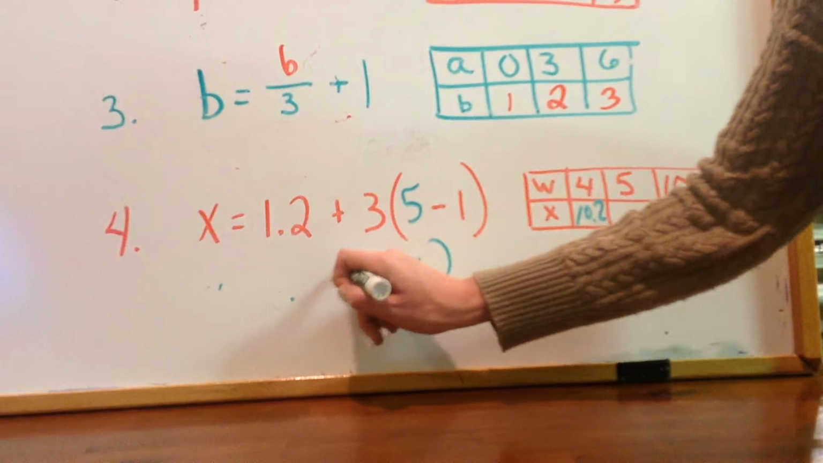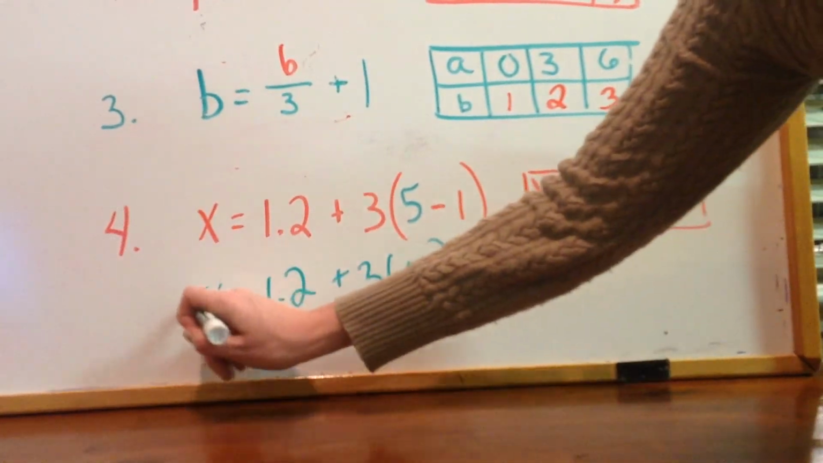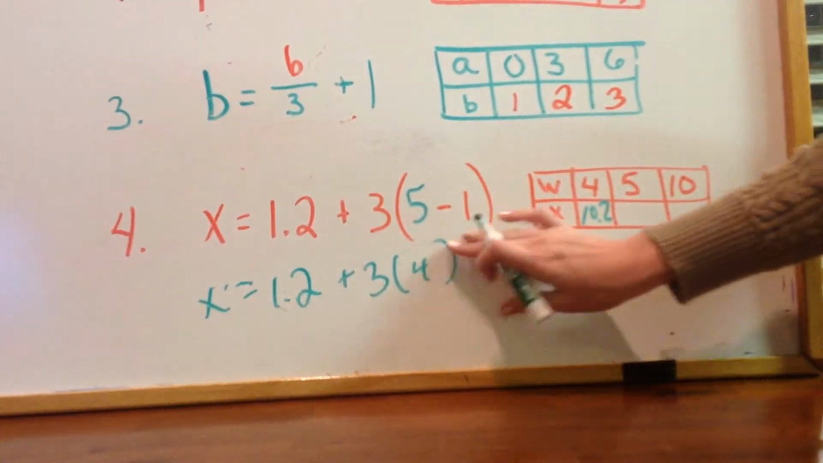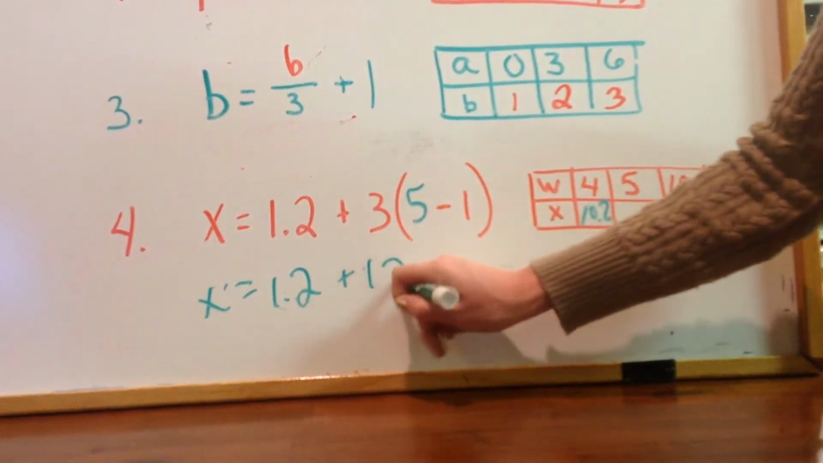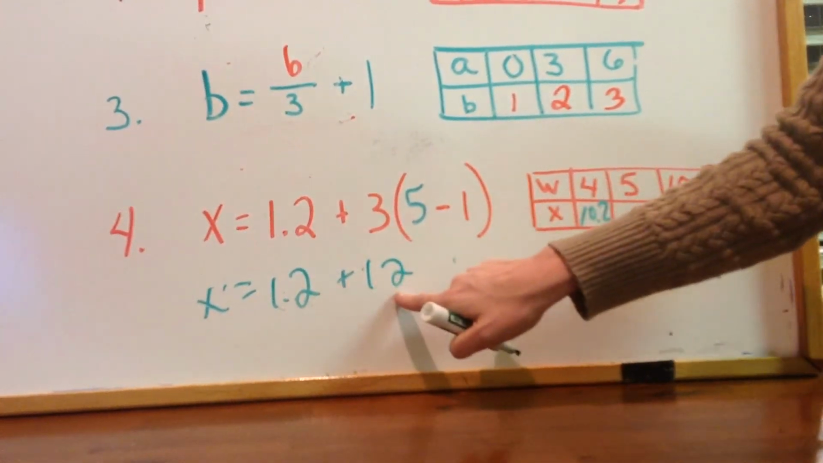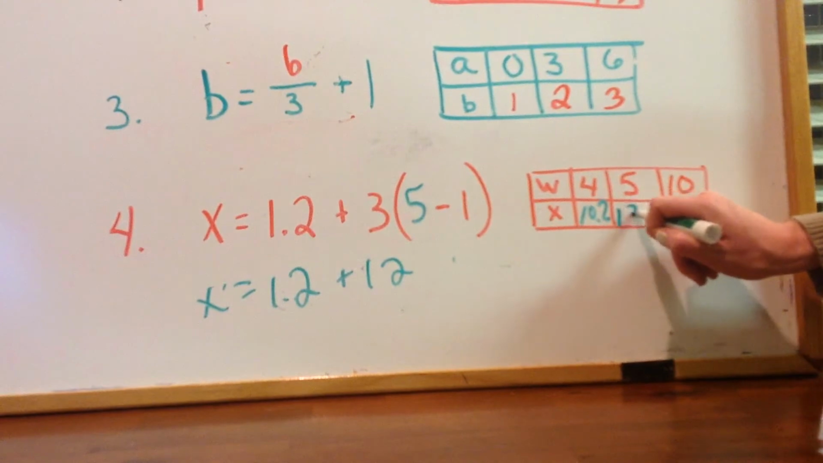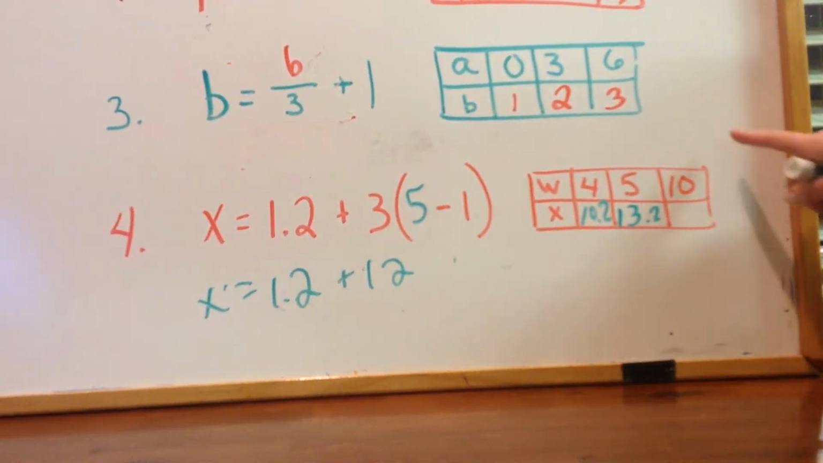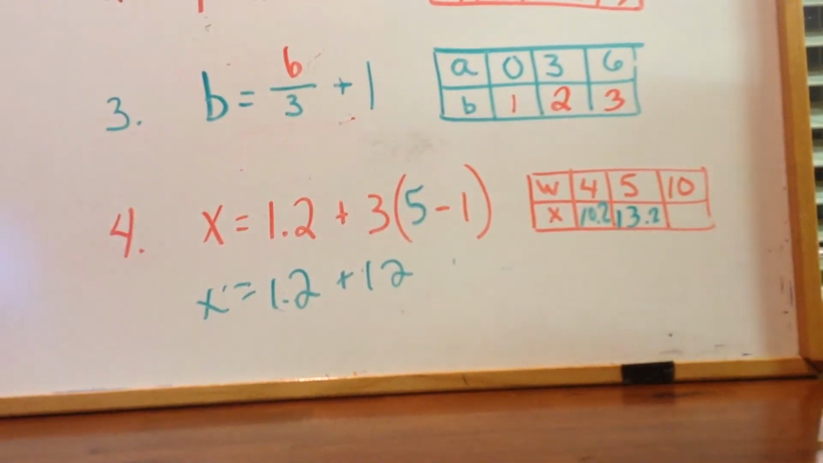I rewrite the rest of my problem. 3 times 4 is 12. And 1 and 2/10 plus 12 is going to be 13 and 2/10. So I want you to put the video on pause, and I want you guys to try 10.